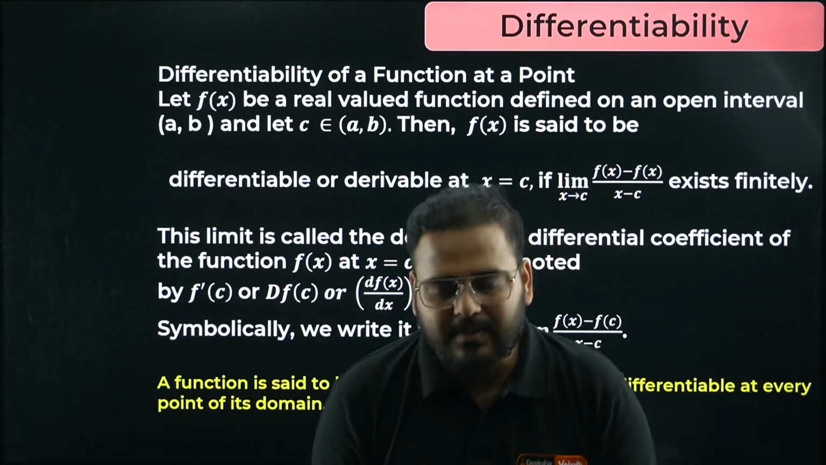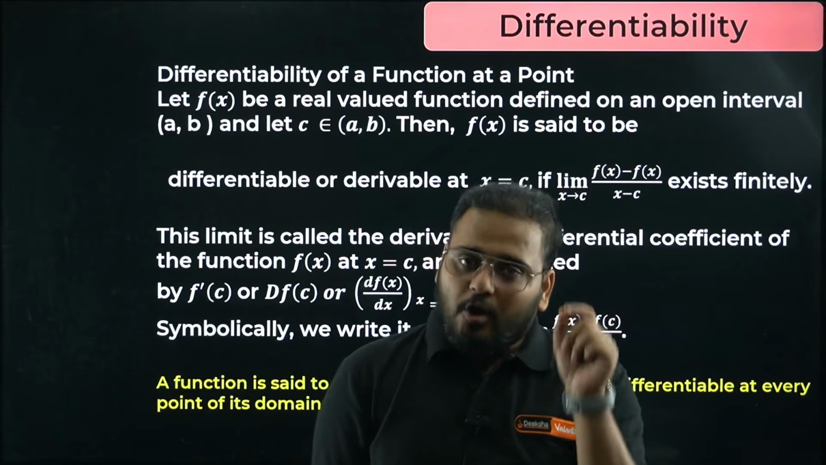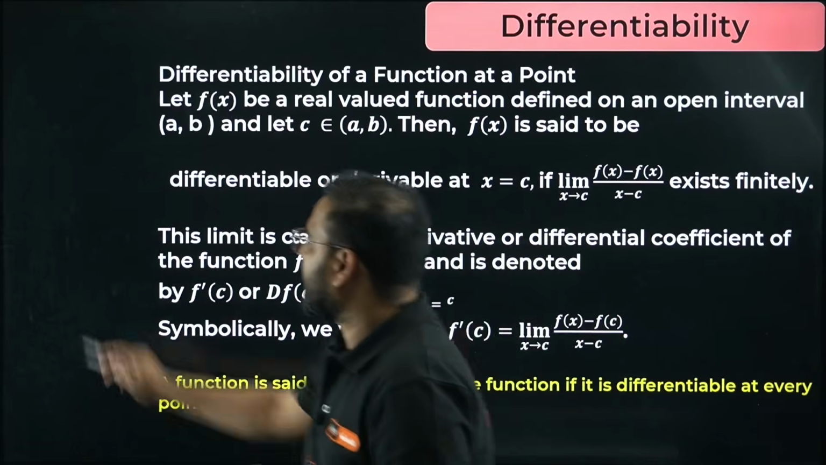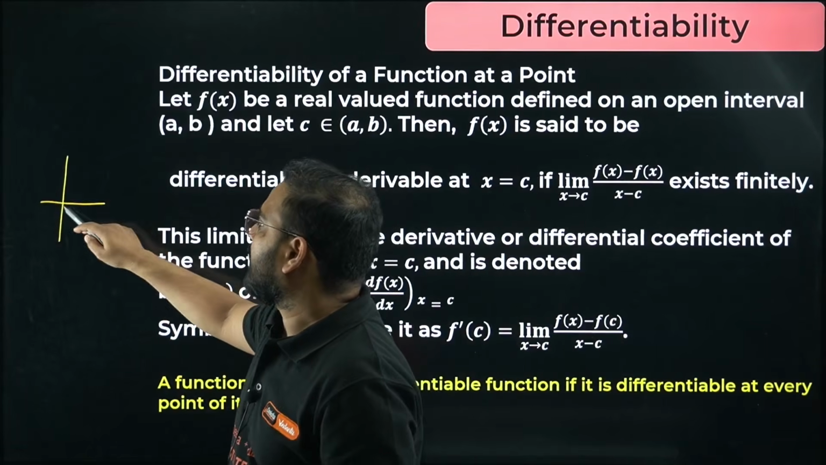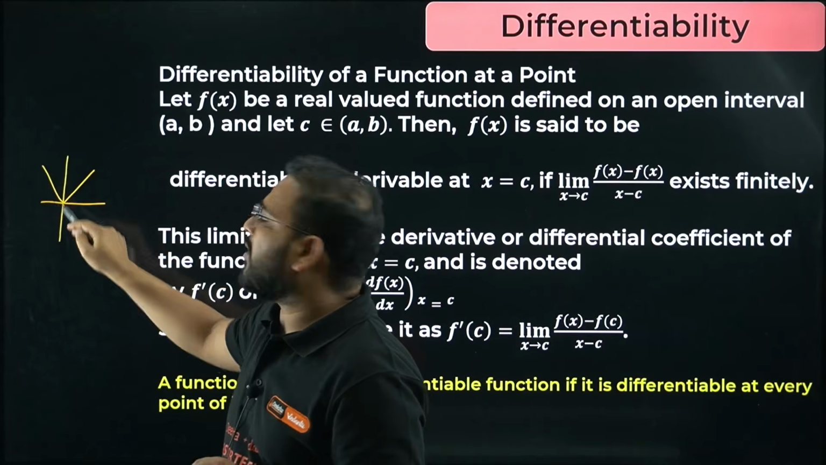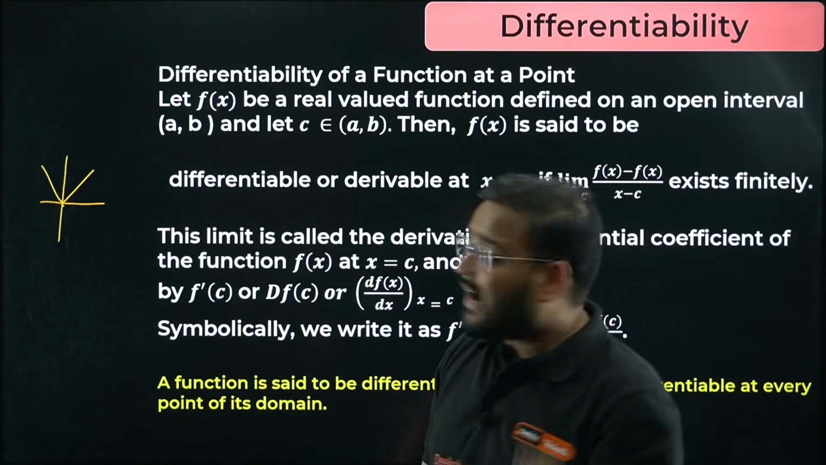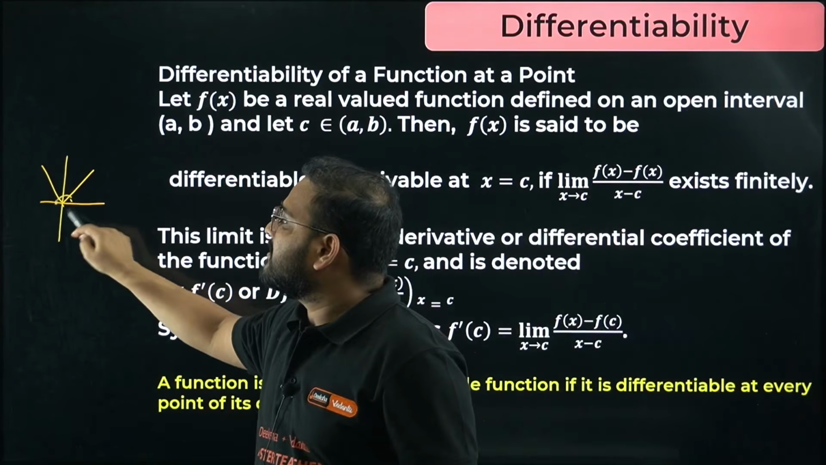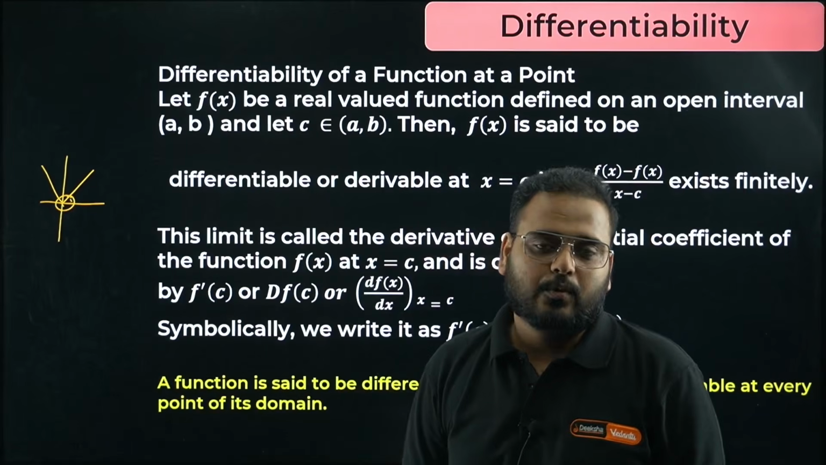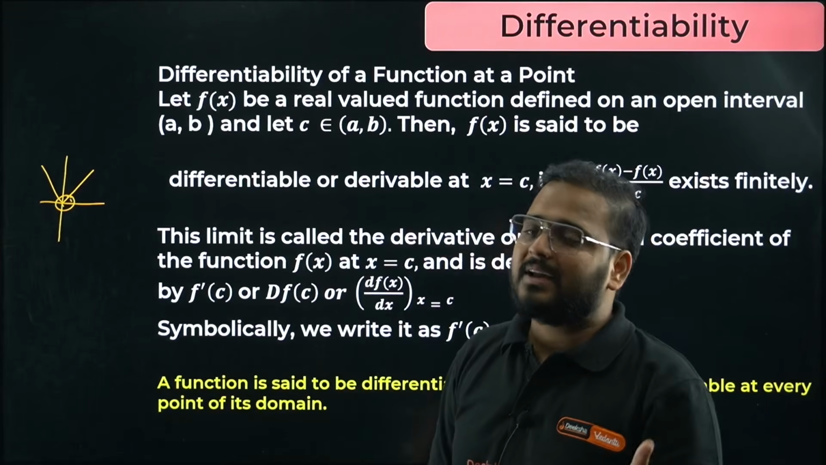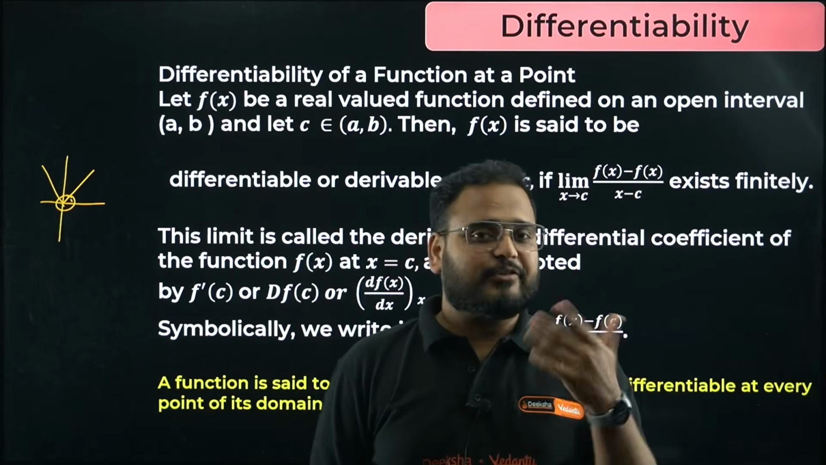I'll repeat myself. If you have a corner point in the function, for example, mod of x at x equals 0, this is a sharp corner. Then the function is non-differentiable at this point, x equal to 0. So differentiability will not be there at this particular point. So look for that if you can see the graph.